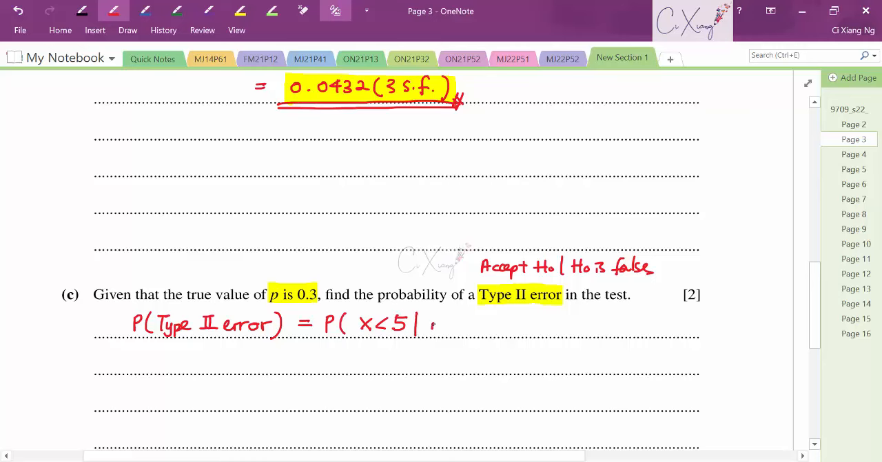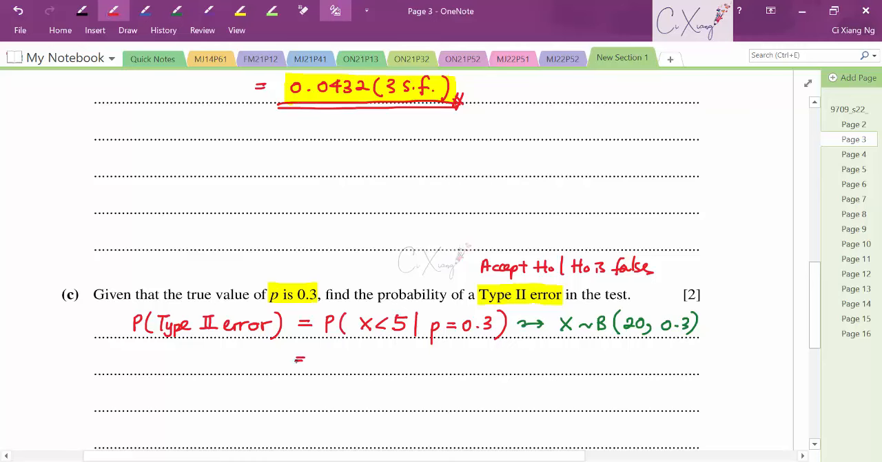And given that the probability now is not 0.1 anymore, it becomes 0.3. All right, so again, I need to identify the distribution for this question. For the type 2 error, it is still binomially distributed. The sample size is still 20, and the new value for p is 0.3.